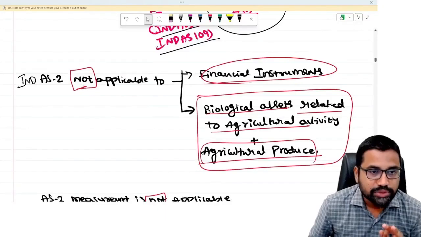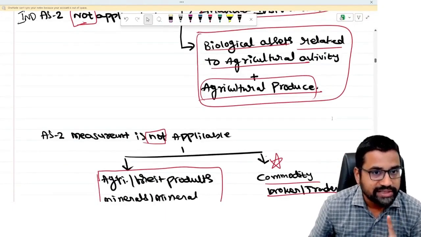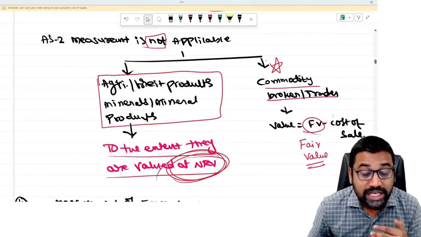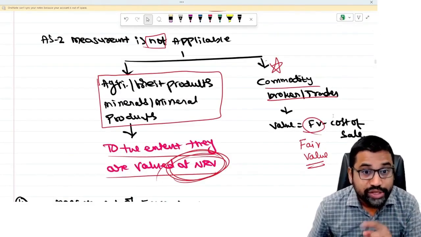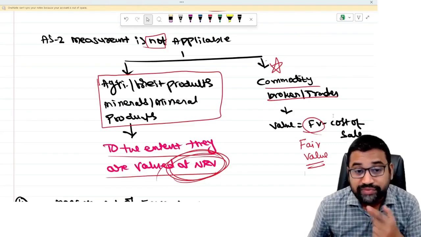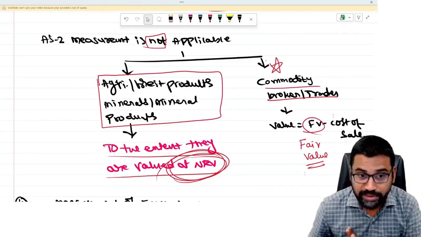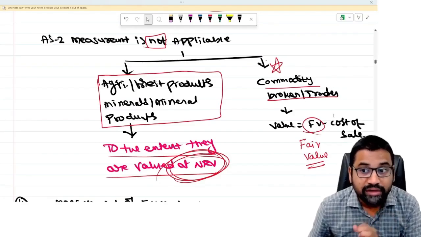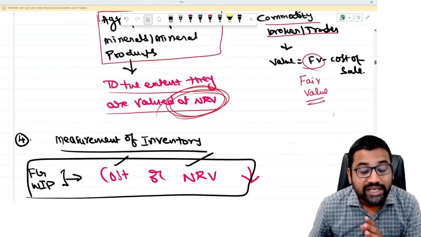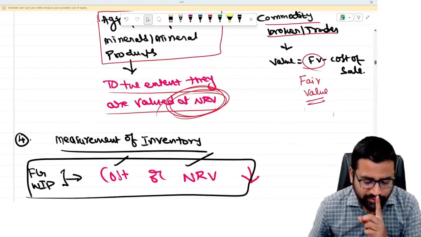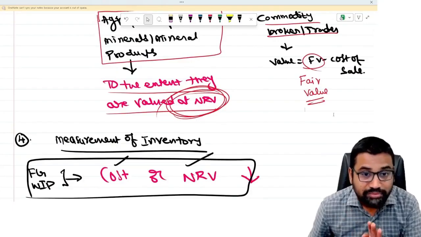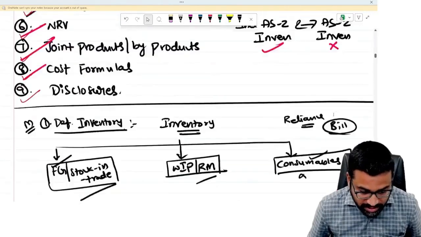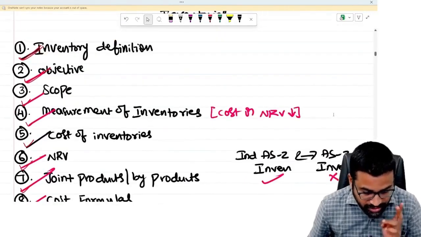This standard is not applicable to financial instruments, or biological assets relating to agriculture activity plus agriculture produce. And Ind AS 2 measurement is not applicable to agriculture, forest products, minerals and mineral products, to the extent they are valued at NRV. If they are not valued at NRV, this standard is very much applicable. And a commodity broker or trader generally values the inventory at fair value minus cost of sales. They will not measure at cost or NRV, whichever is lower. So this is the scope of the standard. We completed the inventory definition, objective and scope.